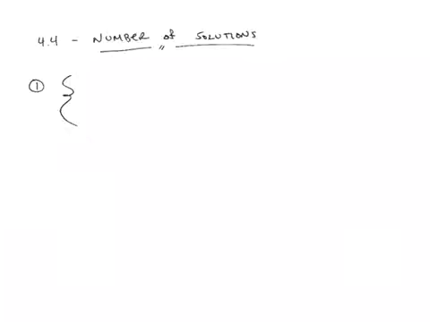Hi everyone. As promised, the number of solutions to a system of equations in a couple of examples. Okay? The first example, I have a system of two equations. 9x plus 3y equals 1, and y is equal to negative 3x minus 5.